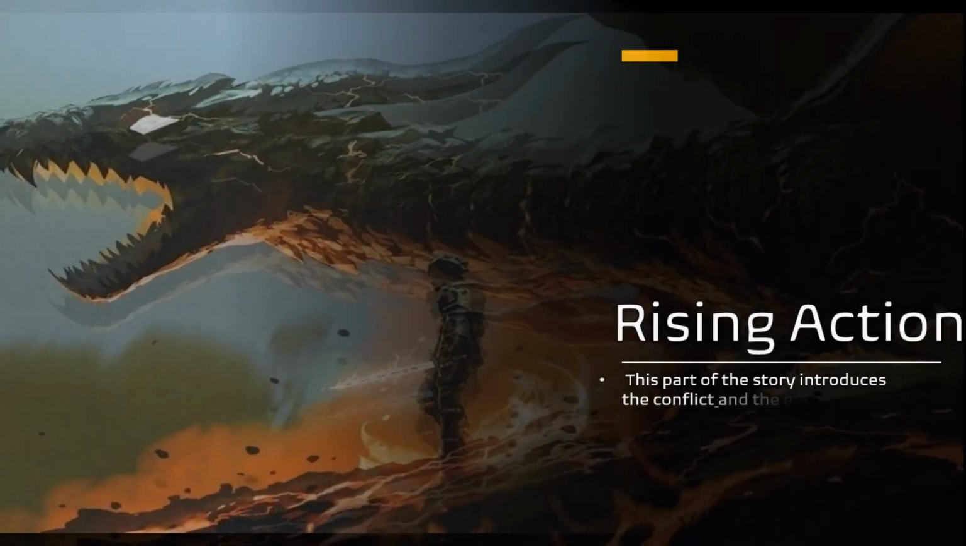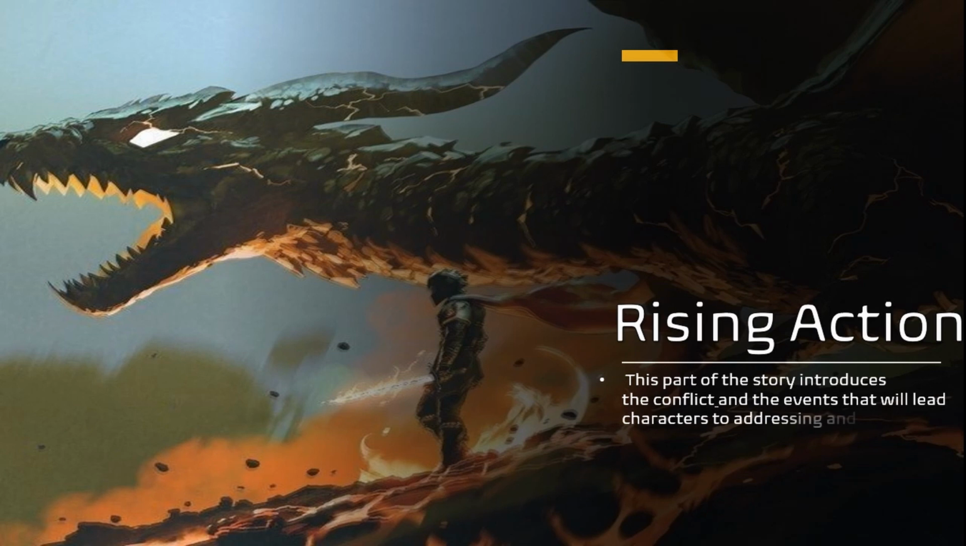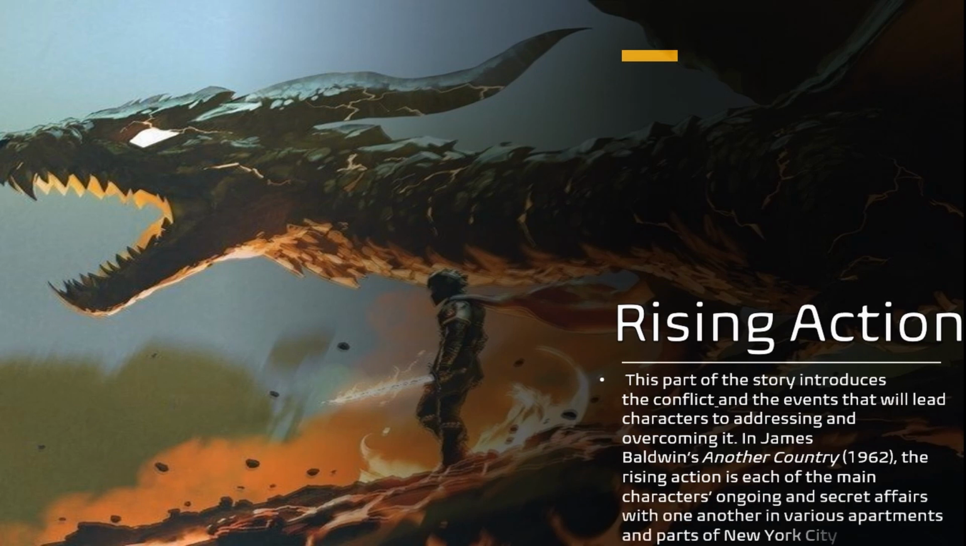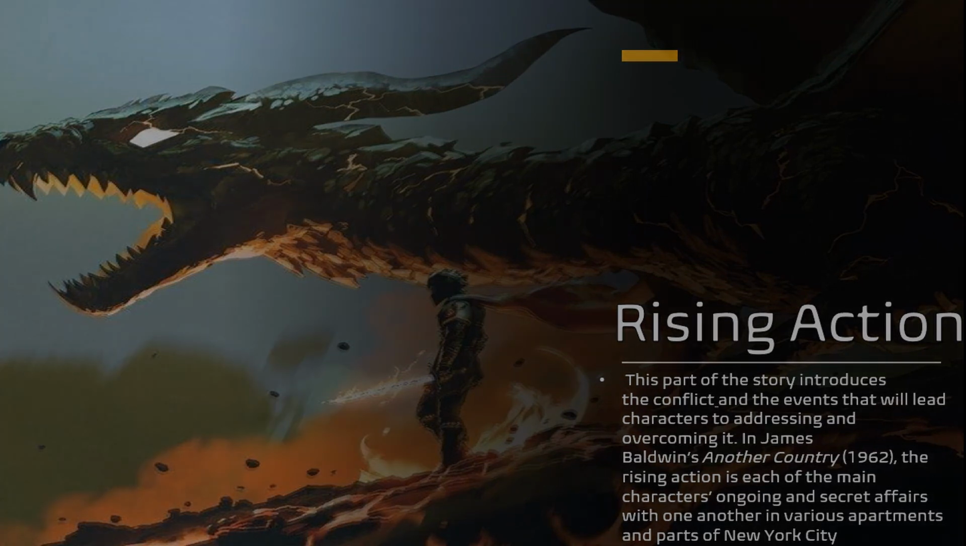Rising action. This part of the story introduces the conflict and the events that will lead characters to addressing and overcoming it. In James Baldwin's Another Country, 1962, the rising action is each of the main characters' ongoing and secret affairs with one another in various apartments and parts of New York City.